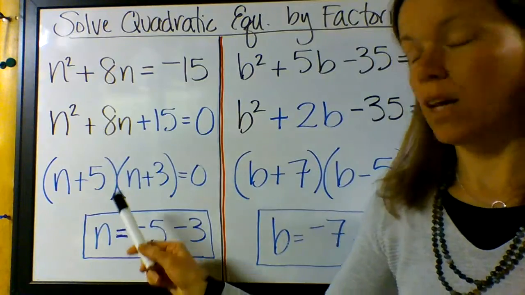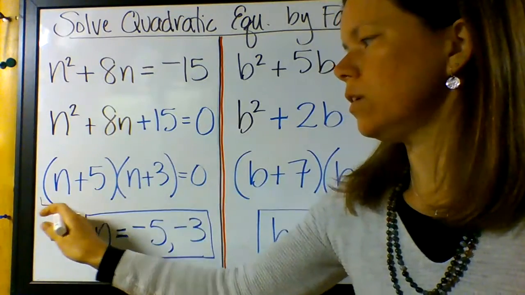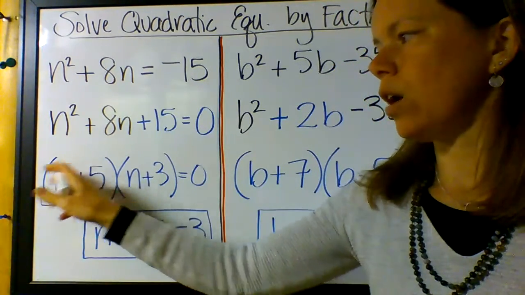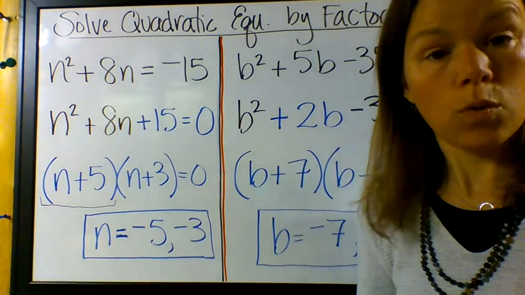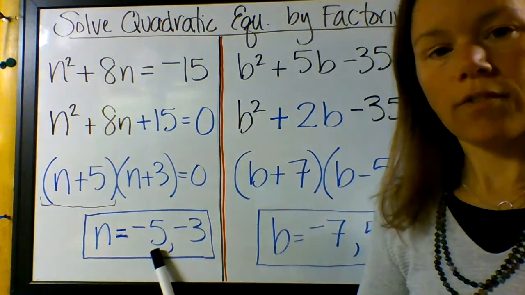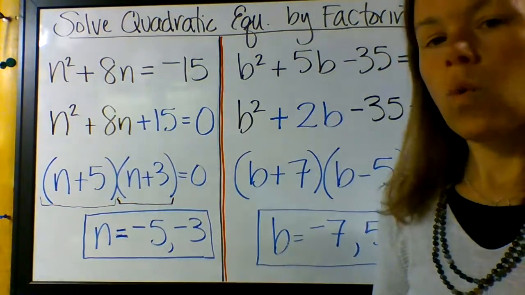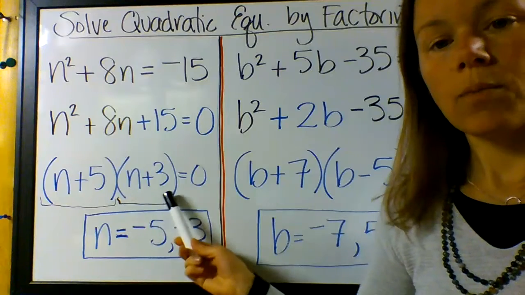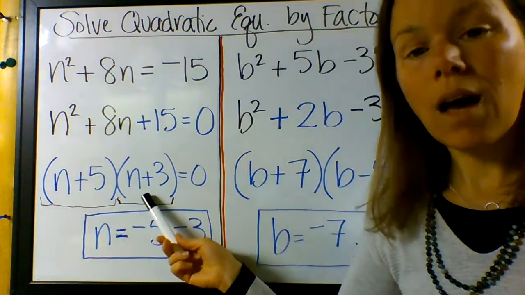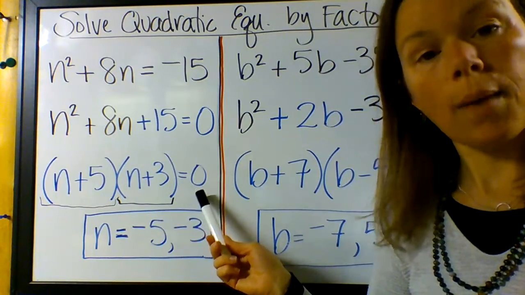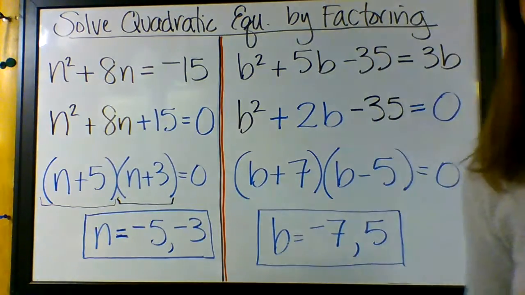And now again I'm asking, what could n equal for this factor to make this whole factor equal 0, so that 0 times n plus 3 equals 0, which is true. Well, n would equal negative 5 for that. And then I'm going to ask myself the same thing for this factor on the right. What value of n would make n plus 3 equal 0, so that n plus 5, no matter what it is, times 0 equals 0, and that makes the equation work. Well, of course, that's n equals negative 3. All right, let's look at my second example here.